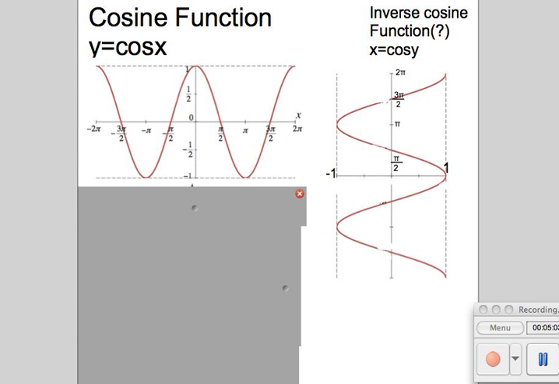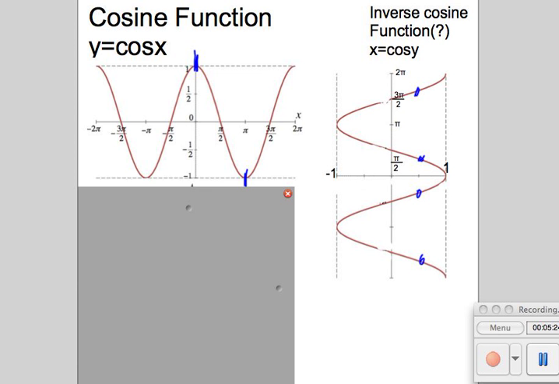And when we turn it on its side for the inverse function, we have a function that is not good enough because it is not a function. It has multiple values that overlap, making it not a function. So again, we got to think about where to chop it off. And in this case, we chop it off from 0 to pi.